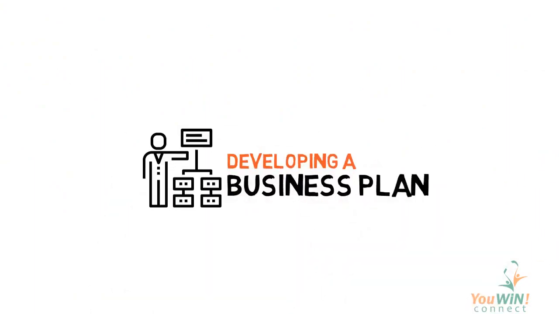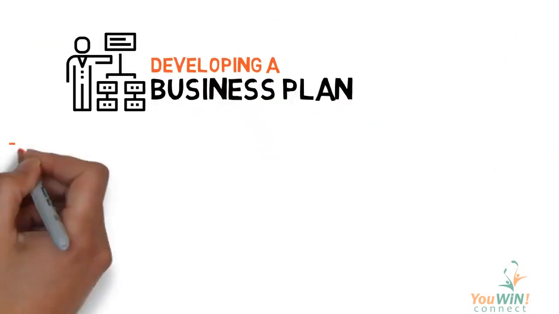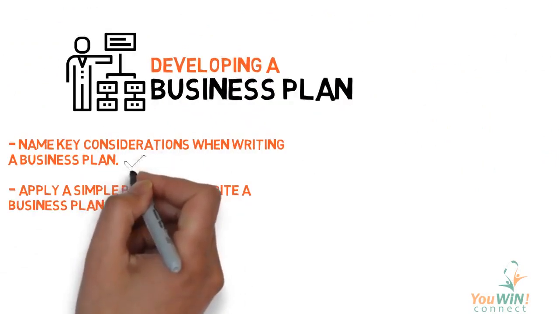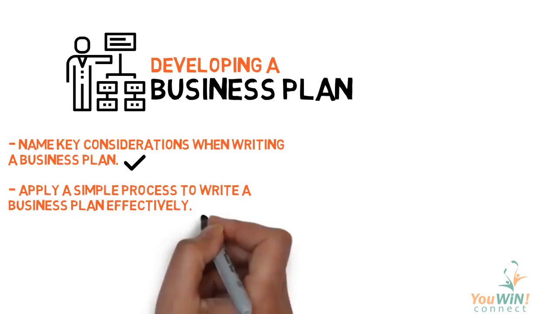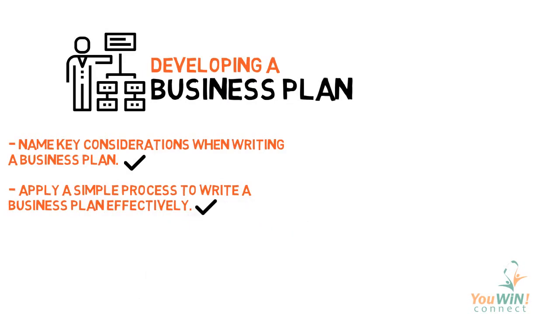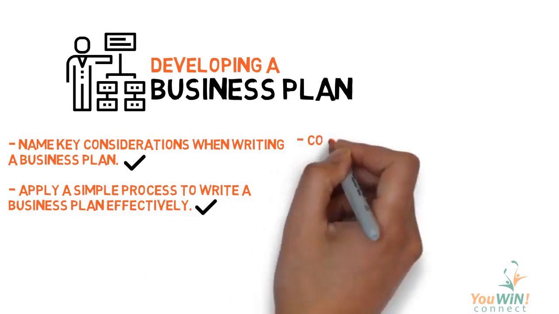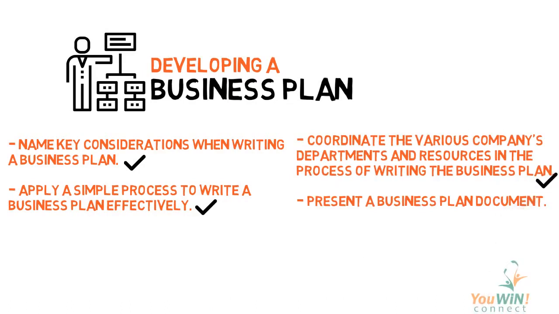At the end of this session, you'll be able to name key considerations when writing a business plan, apply a simple process to write a business plan, coordinate the various companies, departments, and resources in the process of writing a business plan, and then present a business plan document. In terms of content, there are 5 parts to this module.